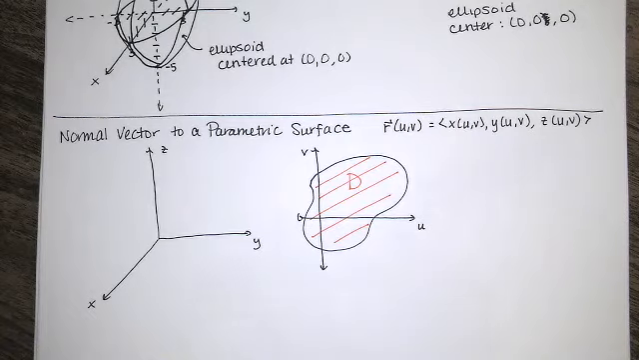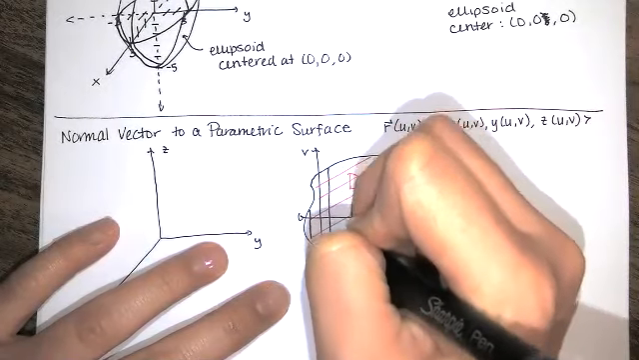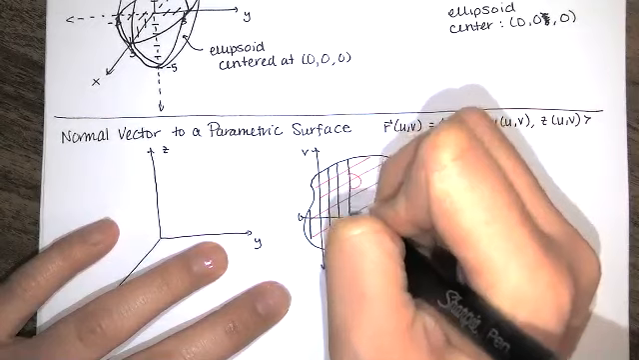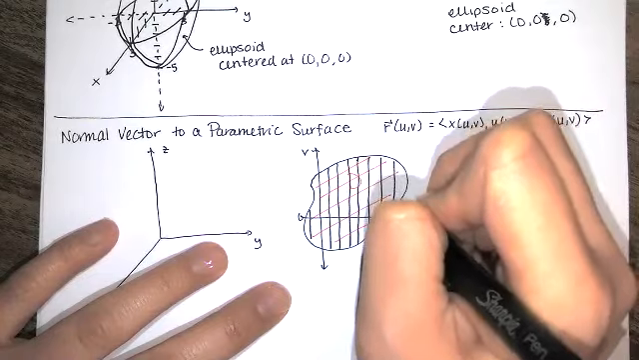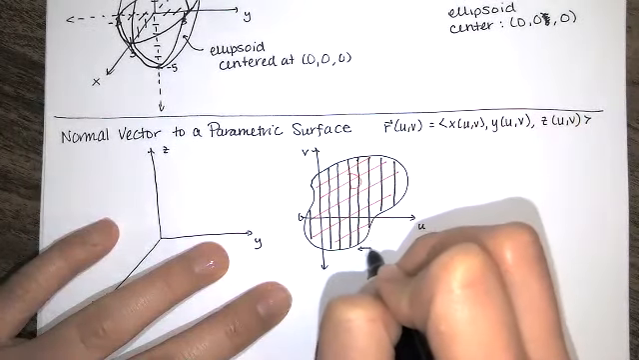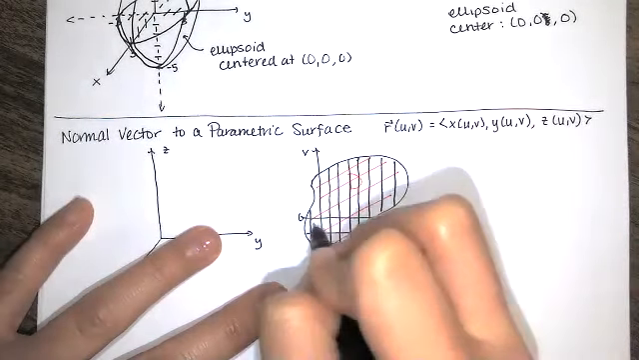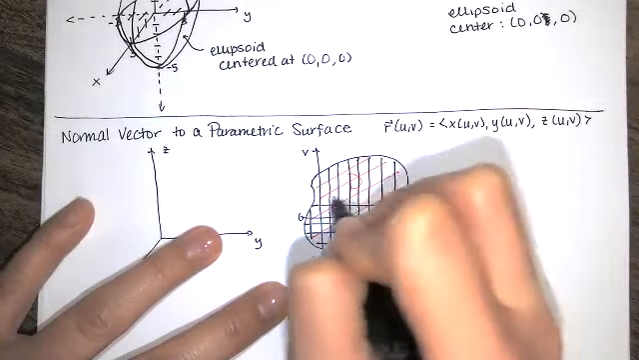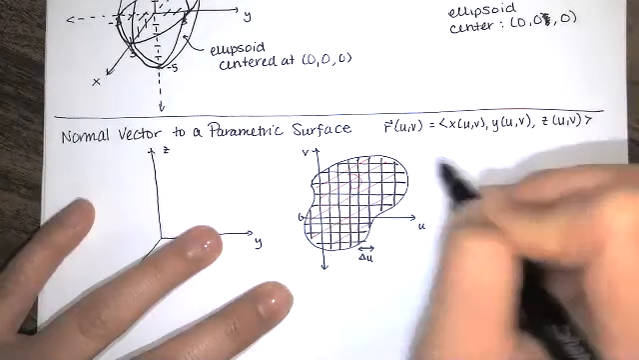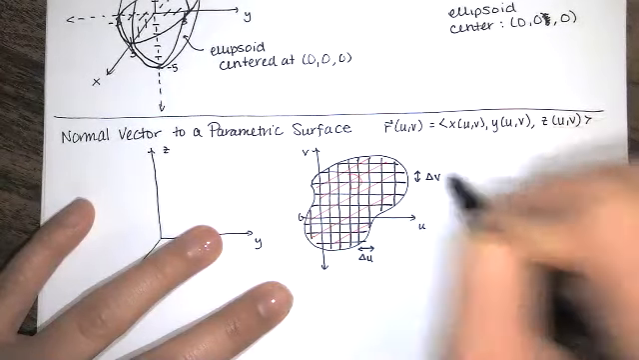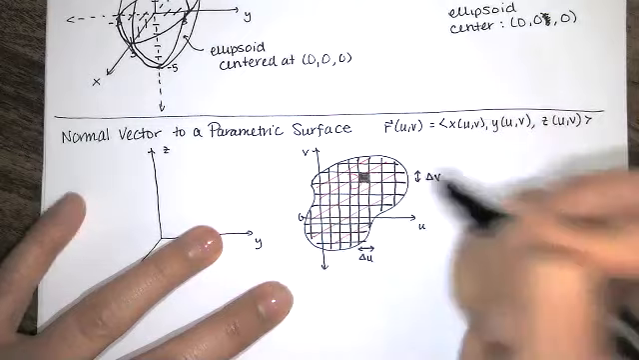Well, if I draw a little grid over this region D, so I split the U direction into a bunch of subdivisions of equal width. Those are supposed to be equal. That's delta U. And then we'll do the same thing in the V direction. That's delta V. So we've got a little square that looks like this.